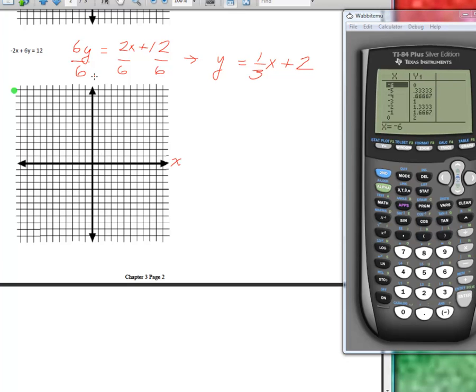So let's label our x and y axes. And let's start with our first point, which is negative 6, 0. So that's on the x-axis. And then our second point that we're graphing is negative 3, 1. And our third point is on our y-axis, and it's 0, 2. And we're going to join those 3 points with our line. And there's our line for our equation. Well done.